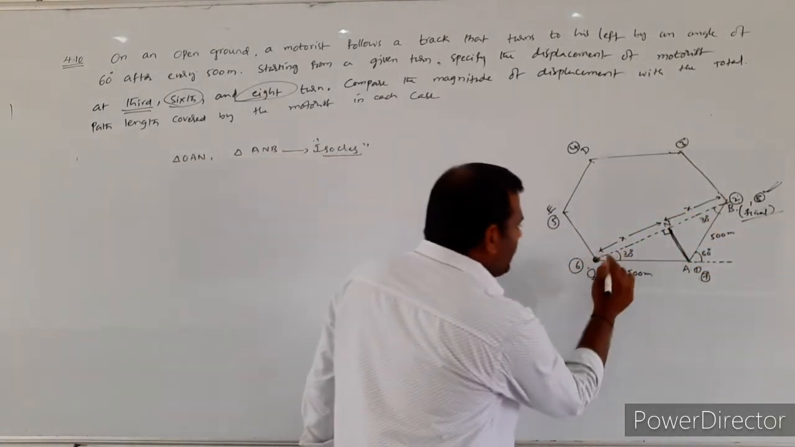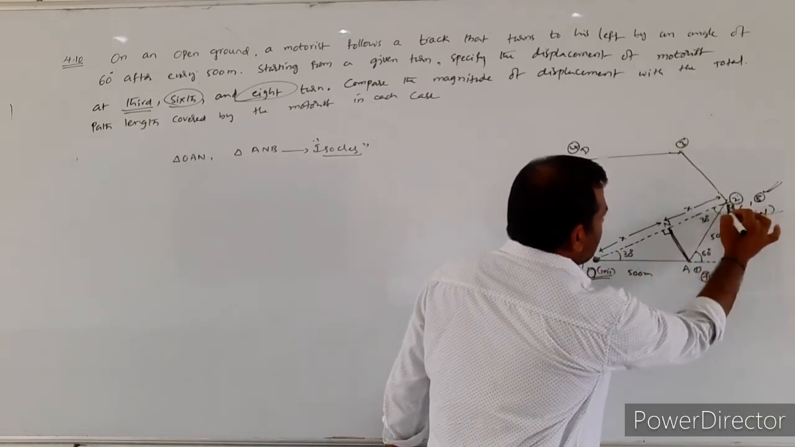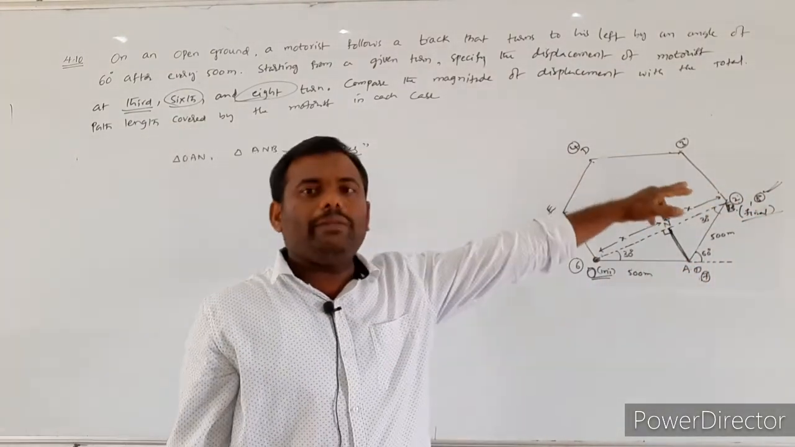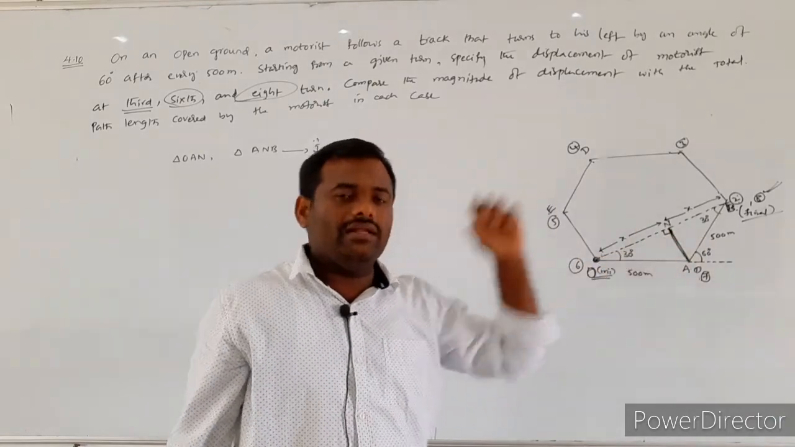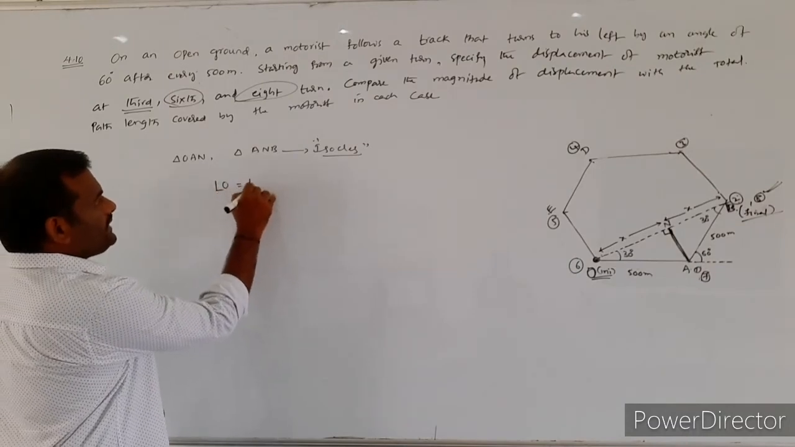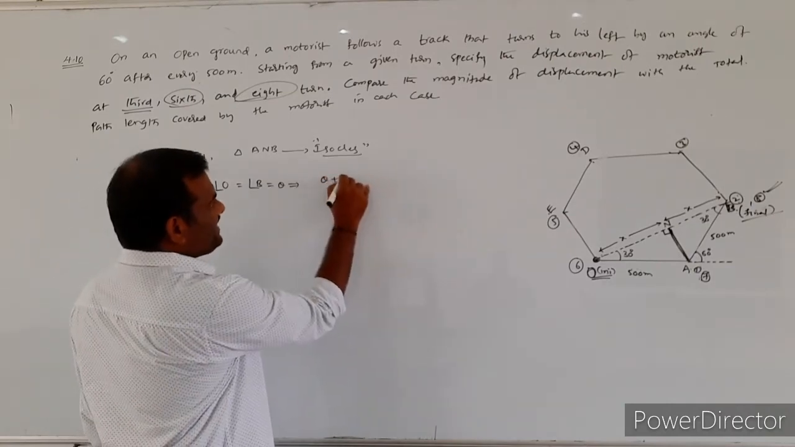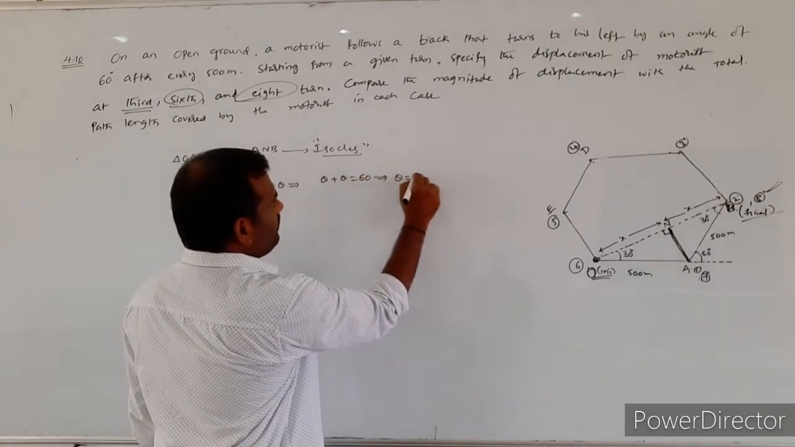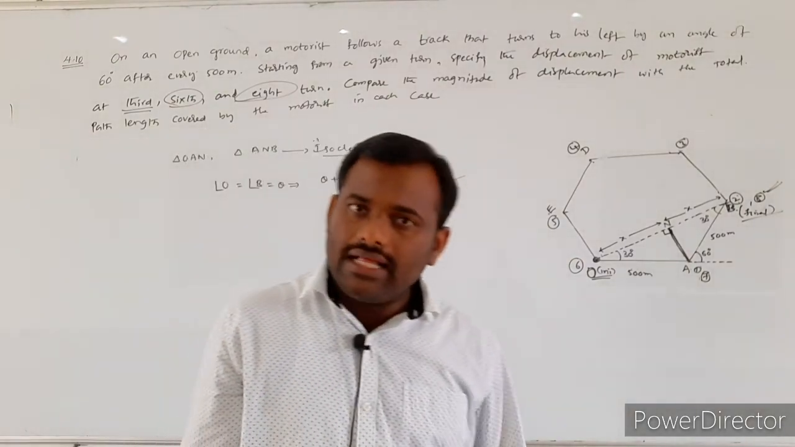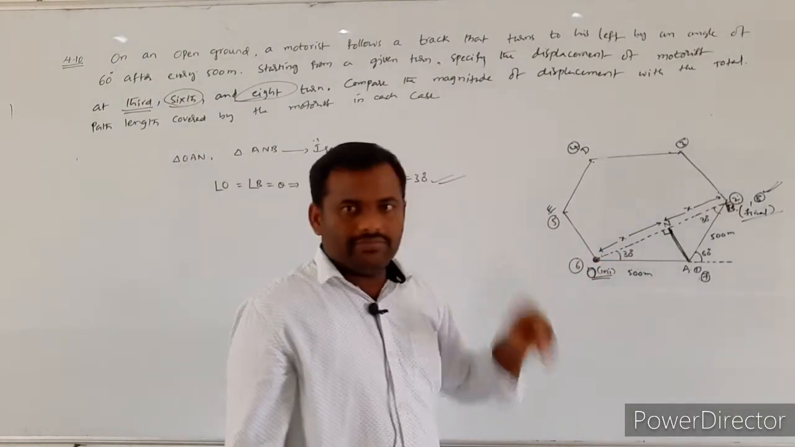So the angle at the point O as well as the angle at the point B will remain the same. Their summation is equal to the exterior angle. Suppose we assume the angle at O, that is the angle at B, is equal to theta. According to the given condition, theta plus theta is equal to 60. From this we get theta equal to 30 degrees. That is the condition for isosceles. So the angle at O is equal to 30.